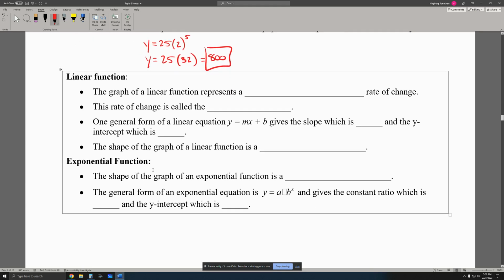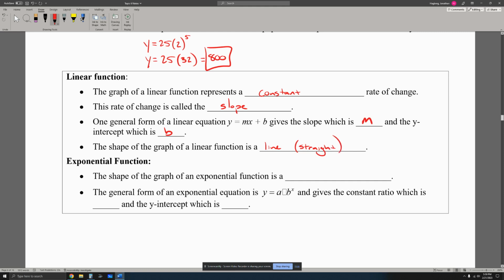All right, so let's go ahead and summarize. A linear function represents a constant rate of change. If we were to look at the graph, this would be a straight line. This rate of change is called the slope. So how is the function changing as we increase or decrease x? It's changing by an additive rate of change that we call the slope. One general form of a linear equation, y equals mx plus b, slope-intercept form, gives us the slope, which is m, and the y-intercept, which is b. The shape of the linear function is a straight line.